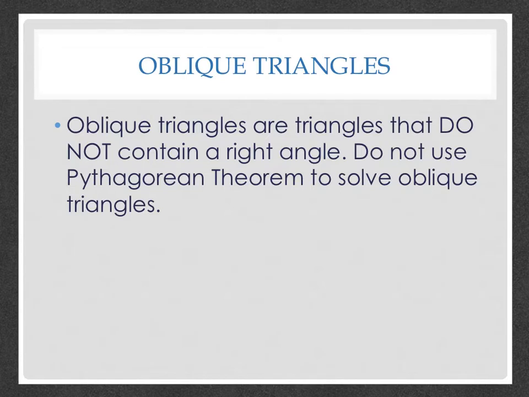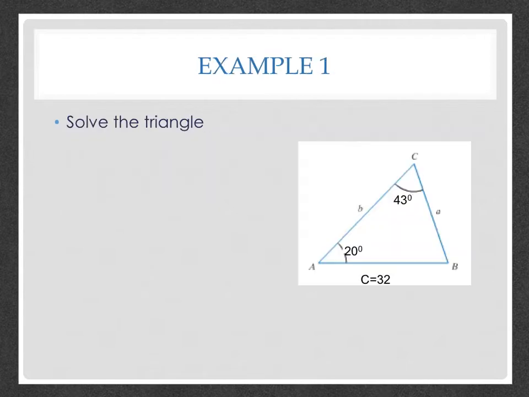And then oblique triangles is what we use this on. So oblique triangles are triangles that do not contain a right angle. If it contained a right angle, I would use SOHCAHTOA. So these are not going to have right angles, which means you're going to use law of sines, or when we get into it, law of cosines. But you can't use the Pythagorean theorem to solve these triangles.